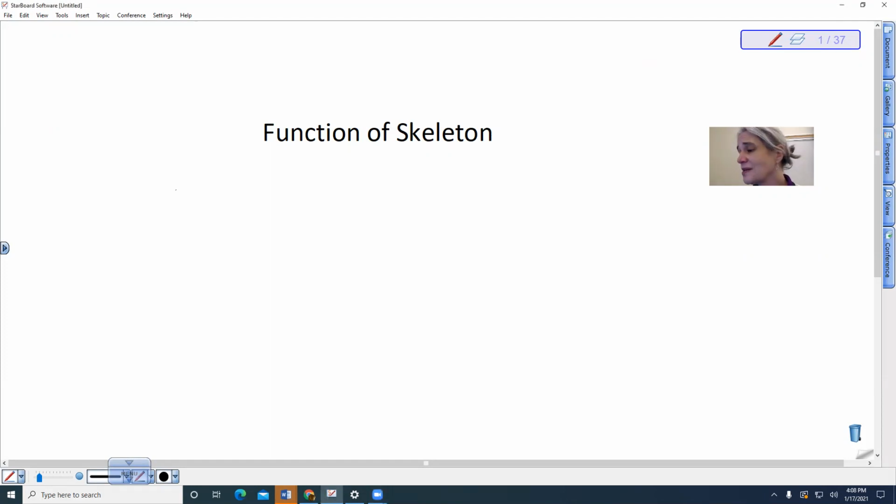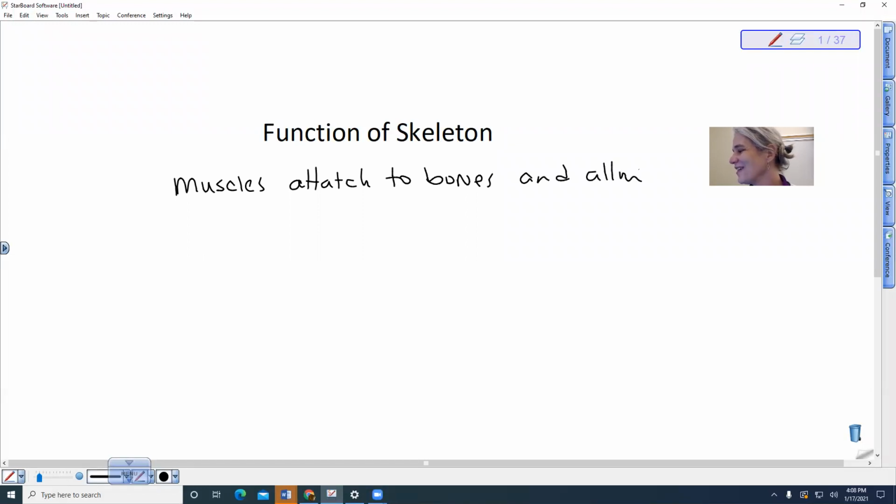So, muscles attach to bones and allow for movement. Okay, that's one function. You might remember that they attach via a connective tissue in most cases, and that would be the tendons that attach the muscles to the bone.